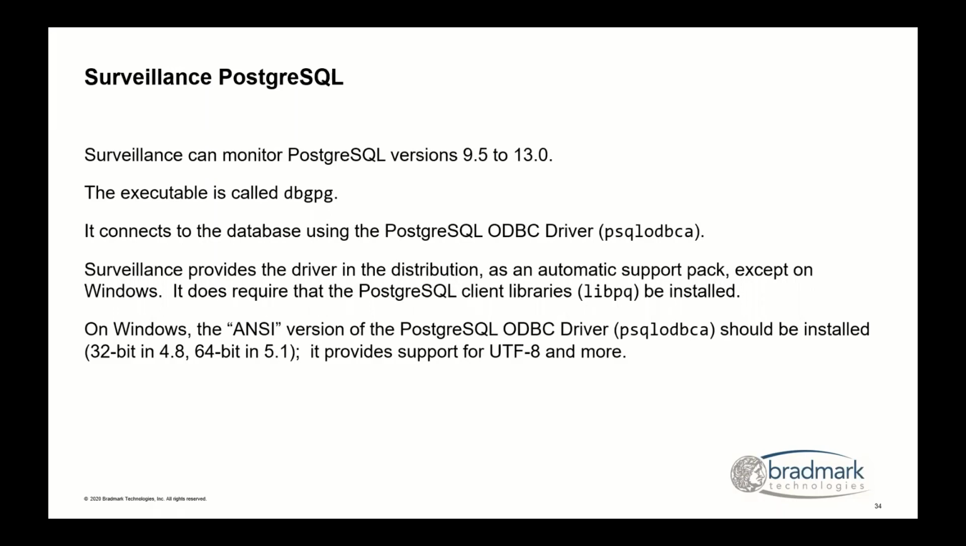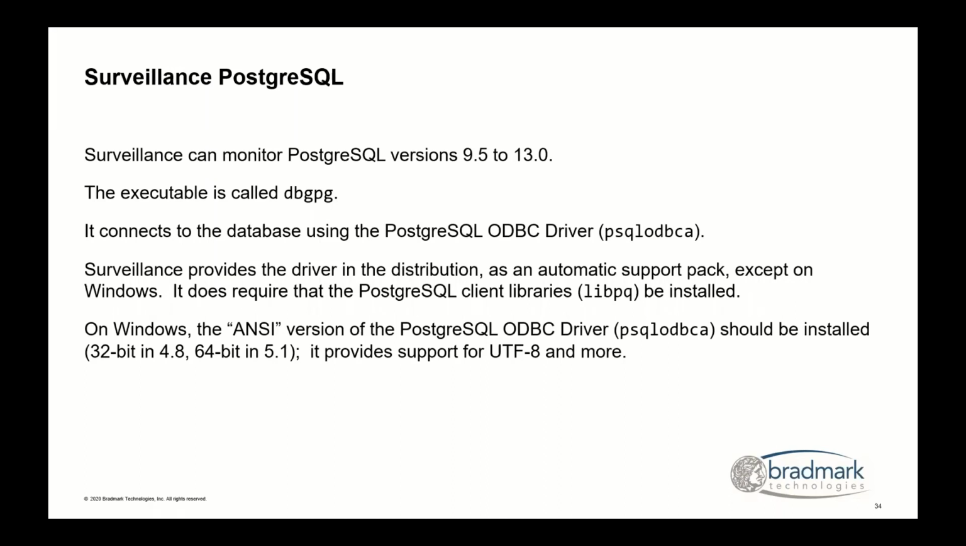Because in Surveillance 5.1, we went 64-bit on Windows Server, so that's going to require the 64-bit ODBC driver, but on 4.8, that's the 32-bit one. And even though it's called the ANSI version of the driver, it does support UTF-8 and other types of features. The other driver is a Unicode driver, which is totally different. It's 16-bit wide, and not what we need. Definitely not what most people need, I believe.